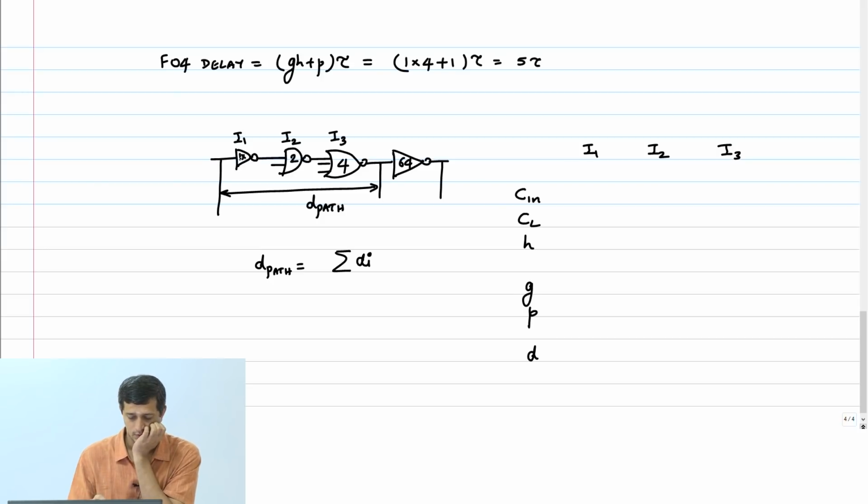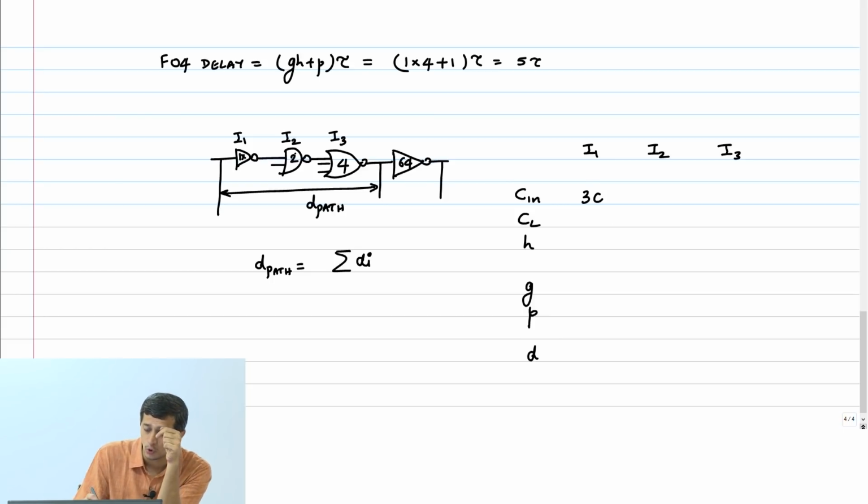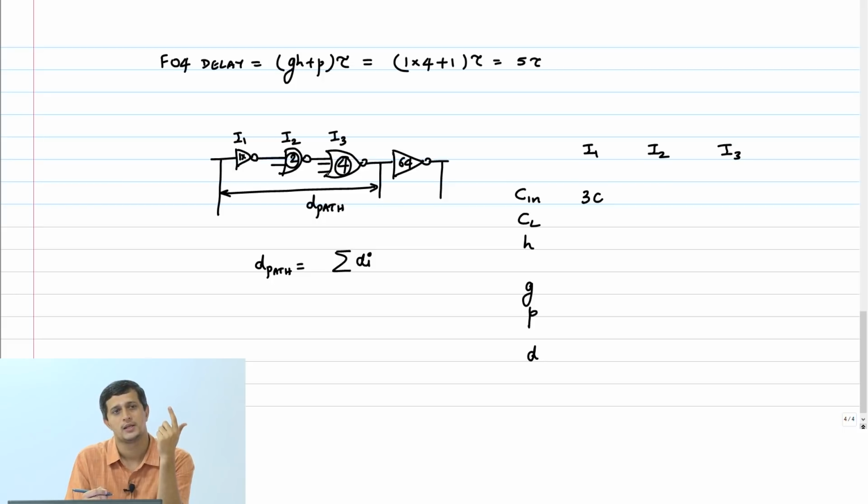So for I1, what is the net input capacitance? How much? 3C, yes, right. What for I2, what is the net input capacitance? It is 4C, but I have said it's a 2x inverter. This 2 basically says it gives you the drive strength, which means I have sized it up by a factor of 2, right. Therefore, the net input capacitance that it would see is how much? 8C.